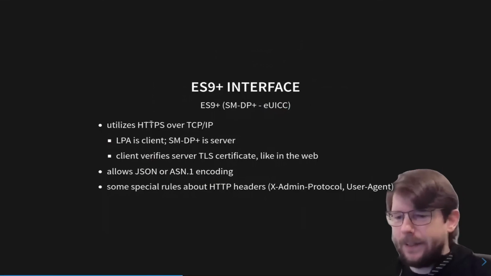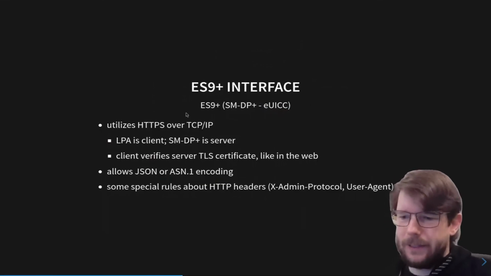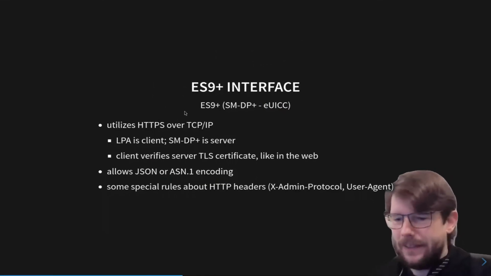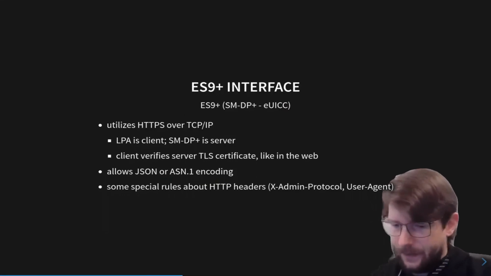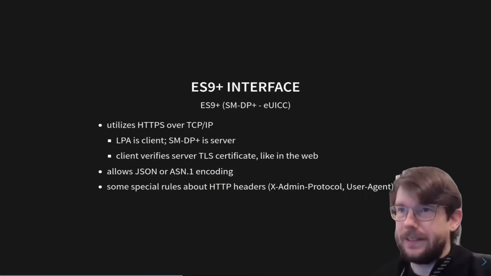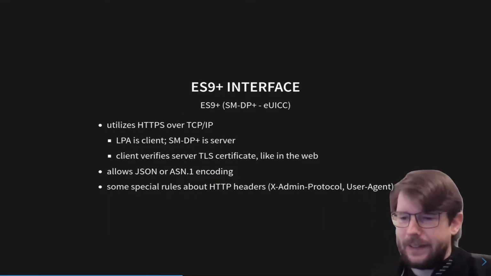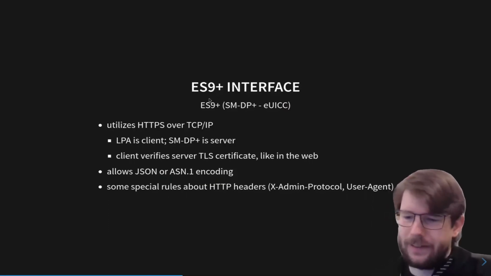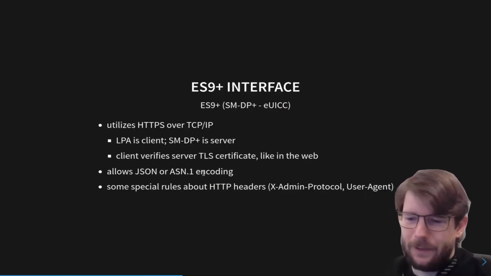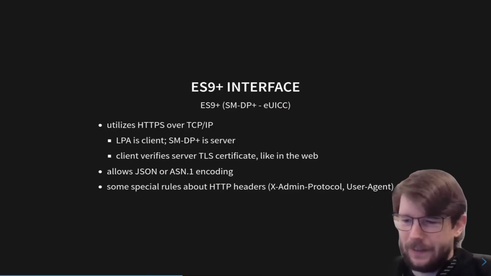It's an HTTPS-based interface. So basically your LPA software in the smartphone or in your embedded device establishes an HTTPS connection to the SMTP Plus with normal TLS certificate authentication, and basically the client, the LPA, verifies the TLS certificate of the server, like you would have in a normal web browser situation. And then there are two flavors of protocols, so-called JSON or ASN1 bindings. The spec says both are mandatory. In reality, I haven't seen any SMTP Plus that implements the ASN1 binding, sadly.